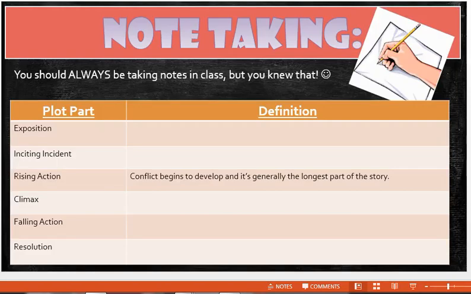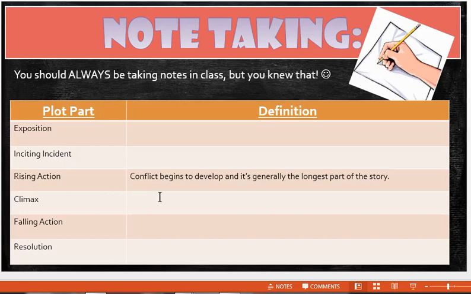Let's get into this. You should always highlight, bold, always be taking notes in class, but you knew that, right? There are the parts of the plot on the left side of this column, and then the definitions we're going to go through. All right, I want you to look at this. You guys can take notes so that you can further clarify any questions that you have.